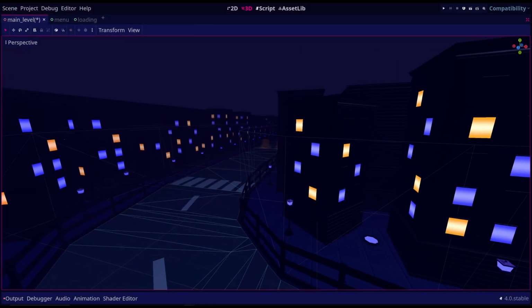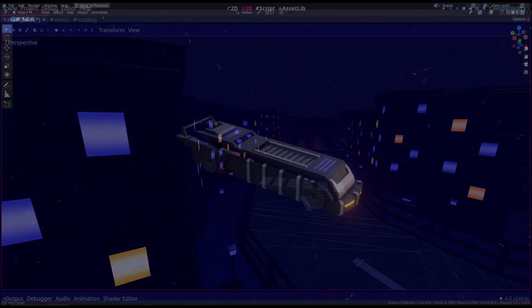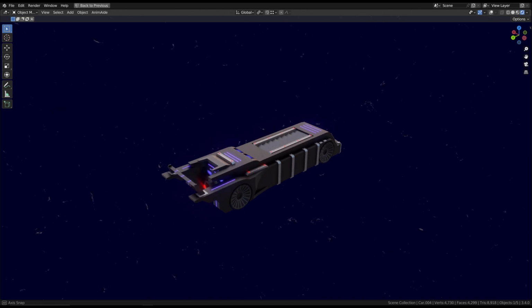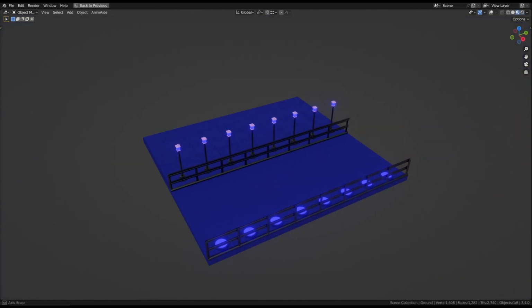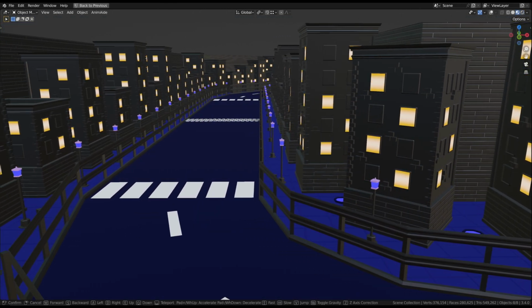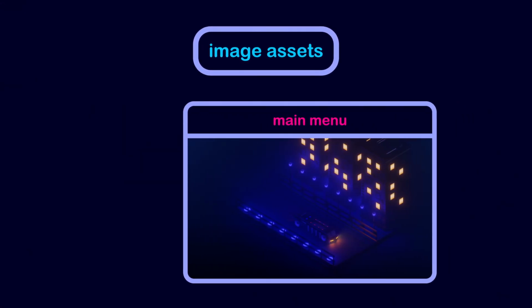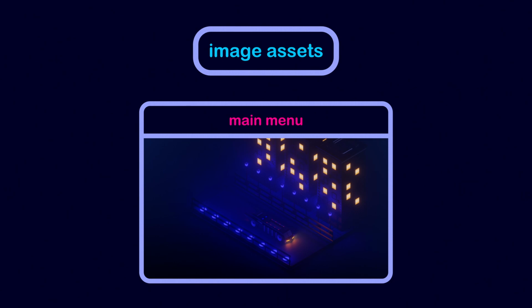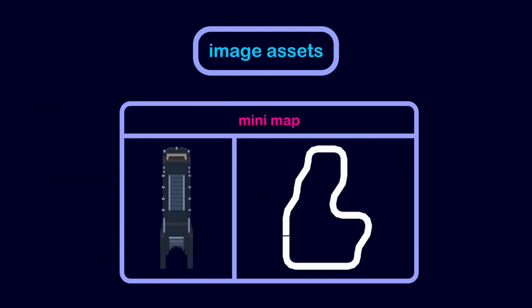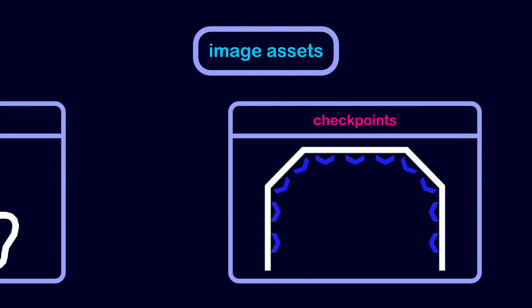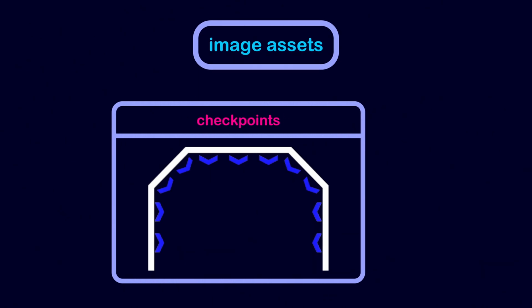Okay, now let's break down how the game is made. For the game assets, we have this car, the buildings, the street, and the walls. All of the models were made in Blender. There are also a few images used in the game. This image is used as the background of the main menu. These two images are used in the mini-map. The checkpoints are also built using images.